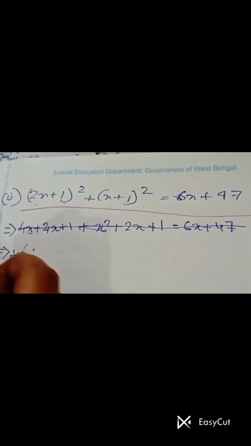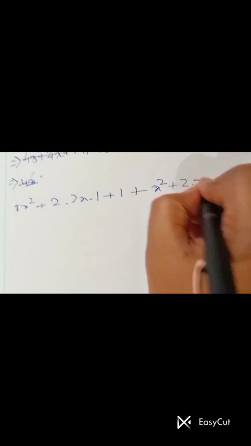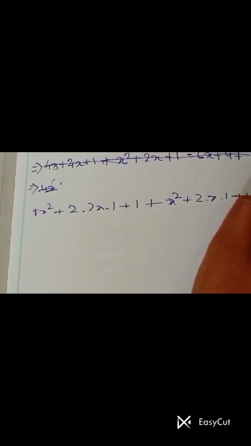So what do we get? a is 2x. So if we square it, what do we get? 4x square plus 2 into a, which is 2x, into b, which equals 1, plus 1 whole square, which equals 1. And then comes (x plus 1) whole square. What do we get? x square plus 2 into x into 1 plus 1 whole square equals 6x plus 47.